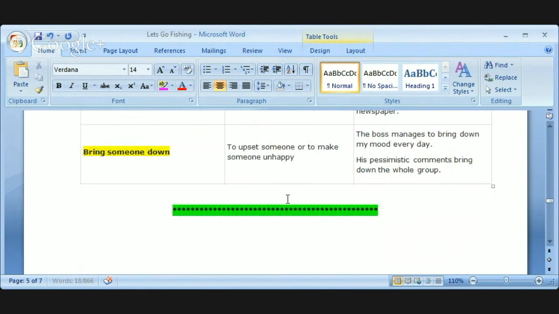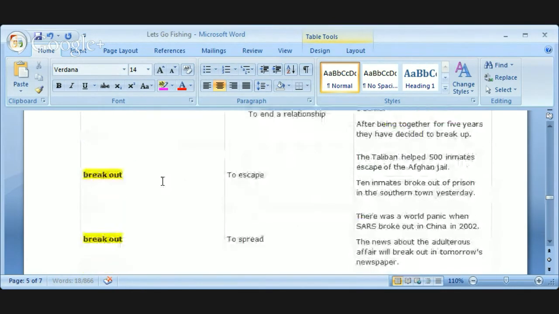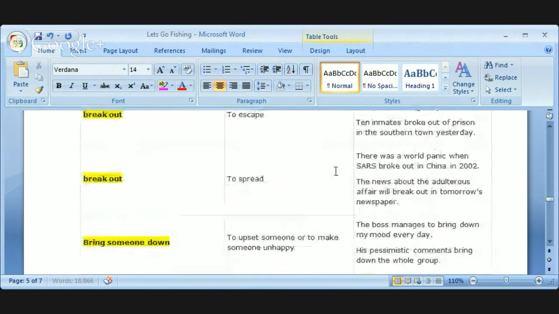I'm going to choose break out. All right. The phrasal verb break out means, in this case, to escape. So I'm going to choose, there was a world panic when SARS broke out in China in 2002. That's an example.